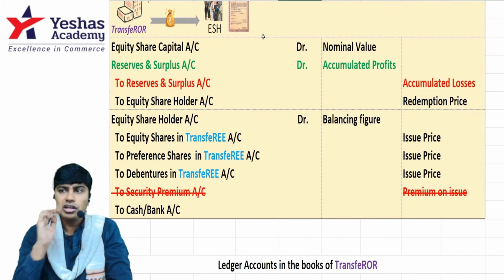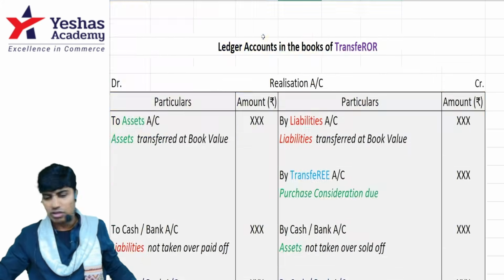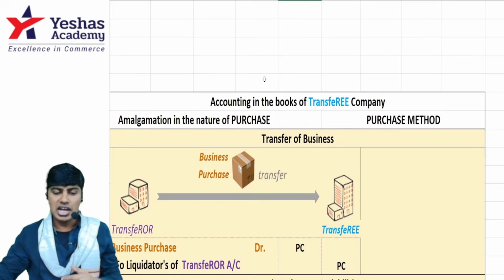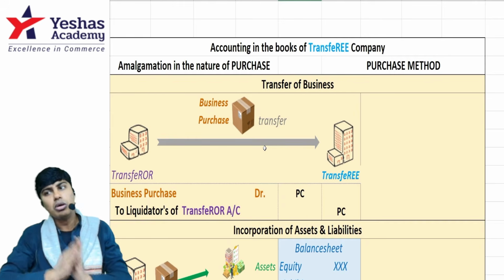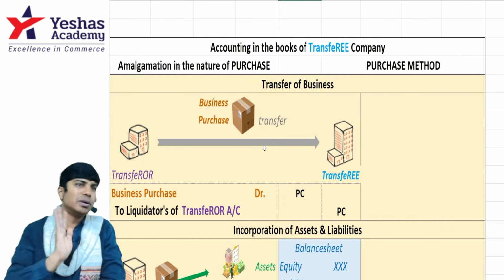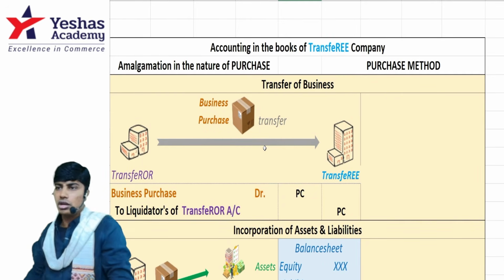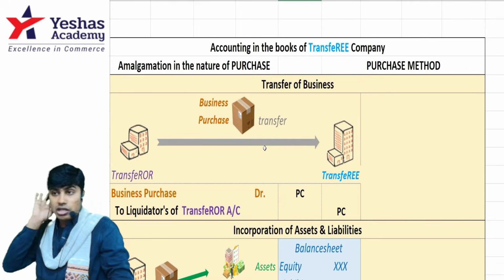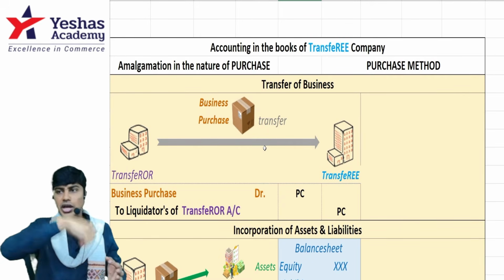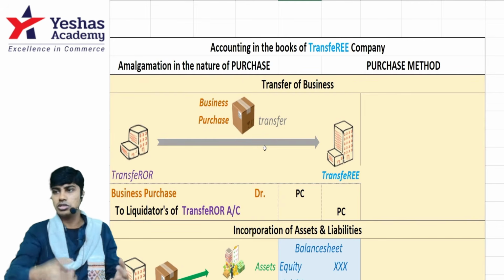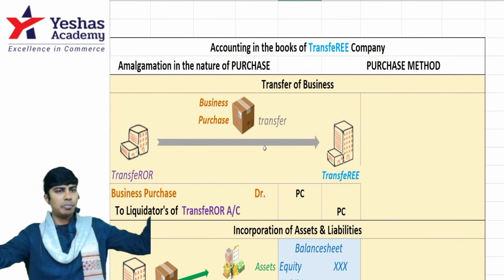Am I right? Now we'll go to accounting entries in the books of the transferee. For the transferee, there are two sets of entries. One, purchase method. Two, merger. I'll discuss the purchase method. First, to know the story. Number one, the story starts when we hear the calling bell. We receive the box. We keep the box. We unlock the box. Unbox the box. Assets and liabilities will pop up.